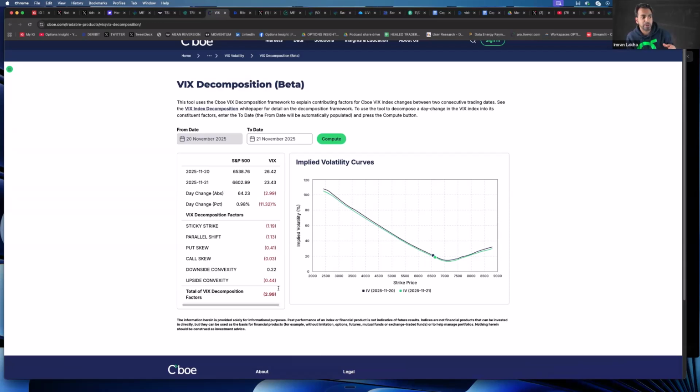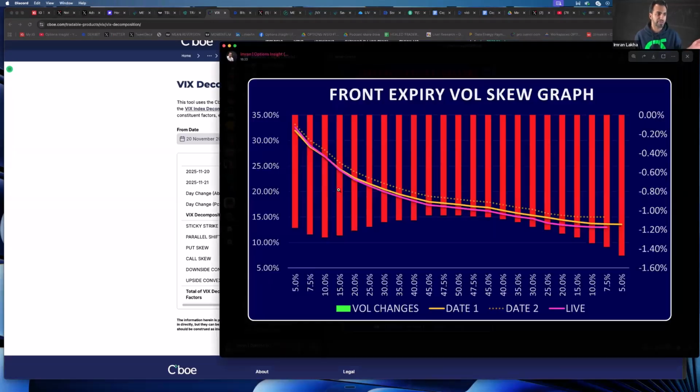But on the day, that 3 vol point drop mostly gets captured by sticky strike riding along the curve, parallel shift by 1 and a bit vols, and basically you could argue it's a bit of wings getting smashed, which you can see here, which they're calling put skew and upside convexity, where that wing gets hit, that wing gets hit, and that means VIX has dropped even more than it would have done on a parallel shift. All right, hopefully that made a lot of sense. Tofu, I'm talking to you because you asked the question. Let me know if you've got any questions, but that's how I would break that one down.